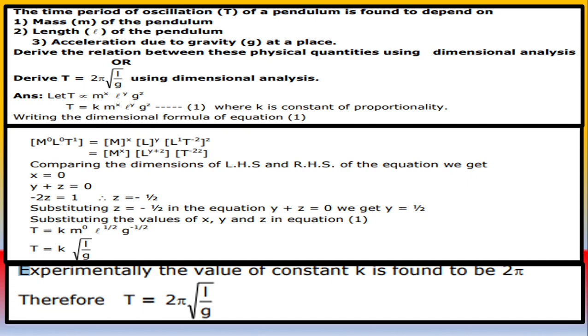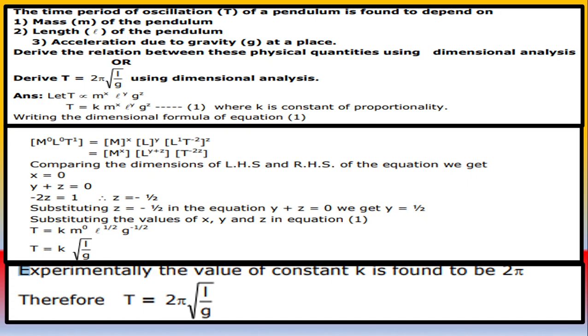Capital T is the time period, meaning time: M to the power 0, L to the power 0, T to the power 1. This is equal to mass, capital M to the power x, length L to the power y, which is how many times it depends. We don't know that now, so we just write x, y like that. Similarly g, the acceleration due to gravity, is nothing but acceleration, so the formula is L to the power 1 and T to the power minus 2, and the whole to the power of z. And we have to write it in a proper format.